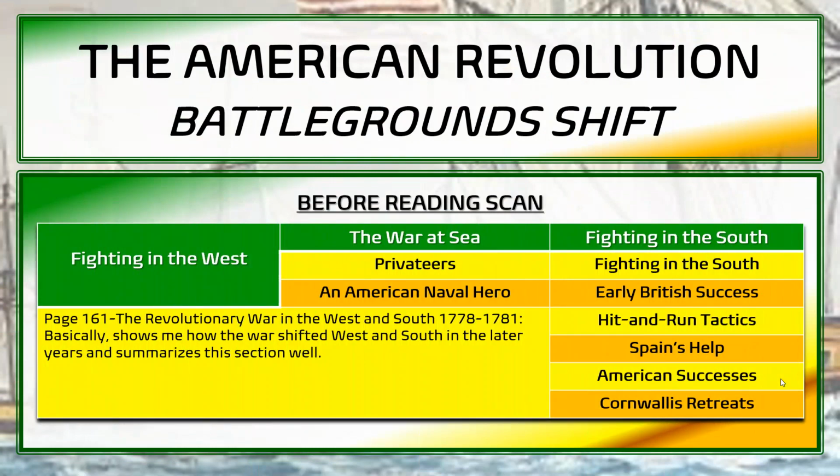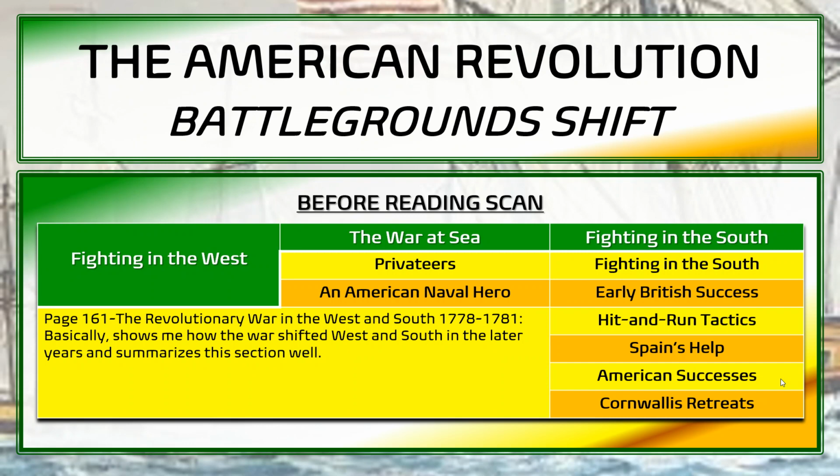Fighting in the South is the largest part of this lesson. And again, fighting in the South has the subtopics: early British success, hit and run tactics. What's going on here? Or who's hitting and running who? Spain's help. I'm on the assumption they're going to help the Americans. American successes. We got some American wins. Haven't had W's in our corner in a while. And Cornwallis retreats. Well, who is Cornwallis? I mean, if he's British, this is good. If he's American, this is bad. So, that's what we're trying to figure out.